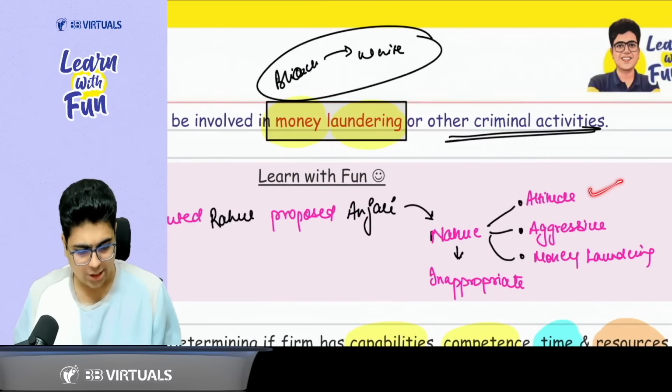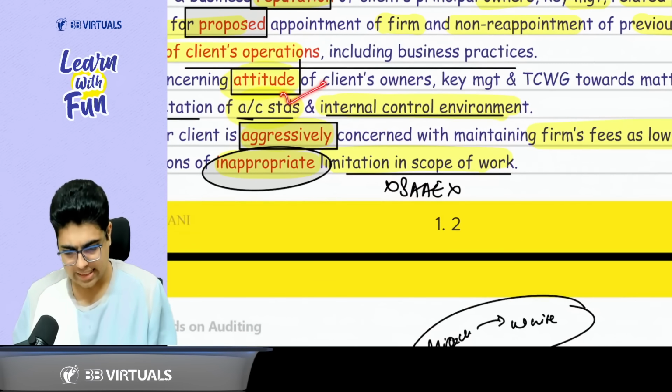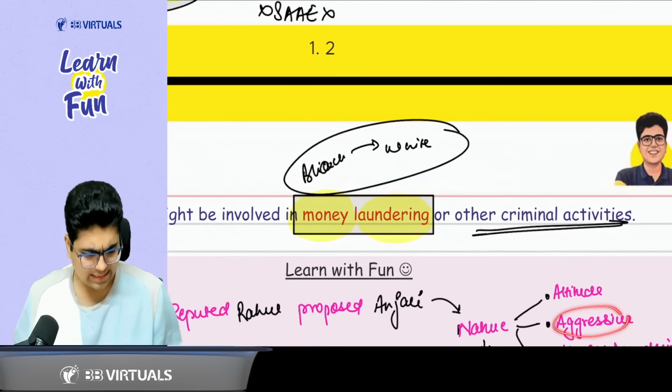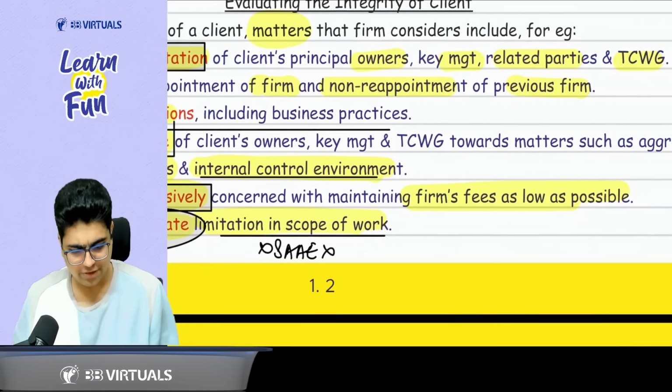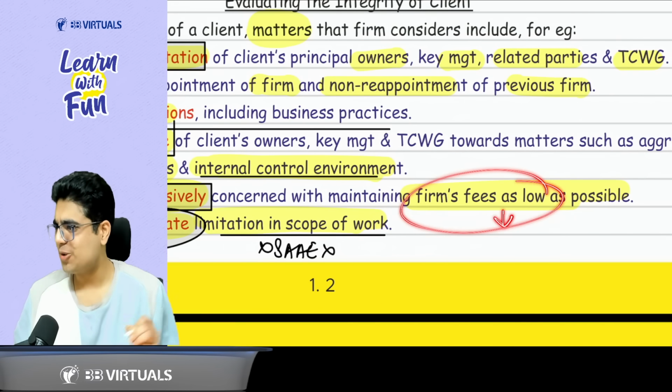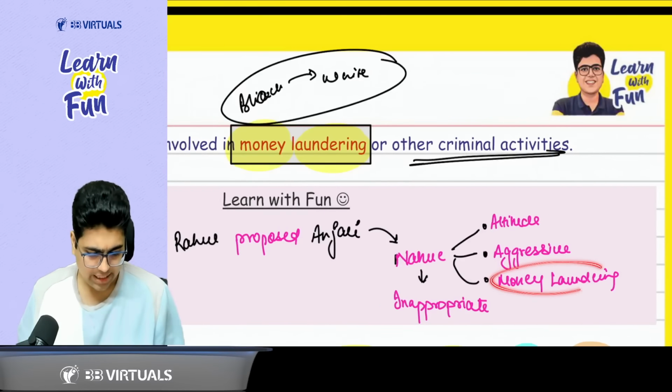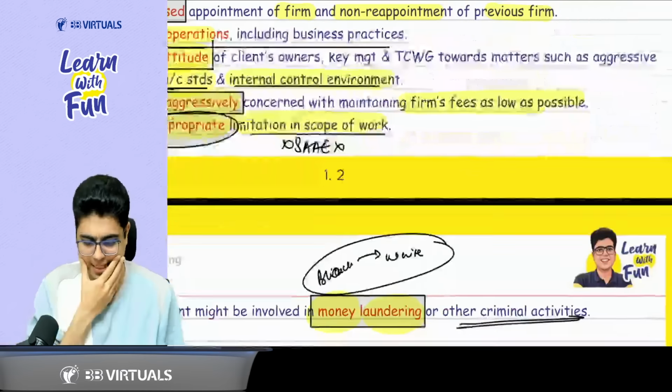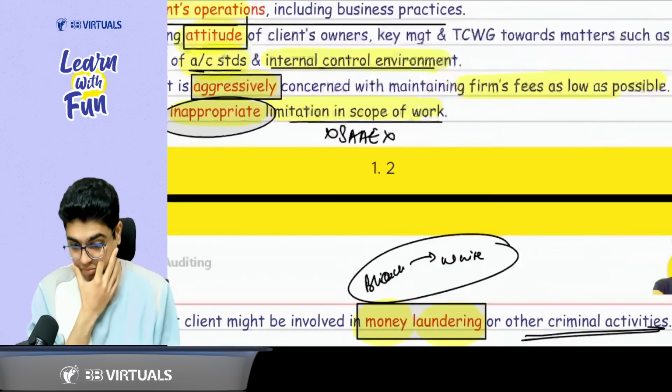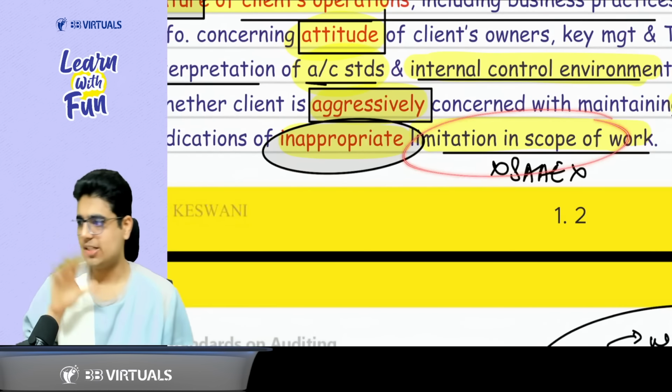Next point is attitude. Attitude regarding the accounting standards, internal controls. Aggressiveness to keep the firm's fee as low as possible. And lastly, money laundering and inappropriate. Money laundering means client is involved in money laundering activities. Inappropriate means inappropriate limitation in the scope of work.